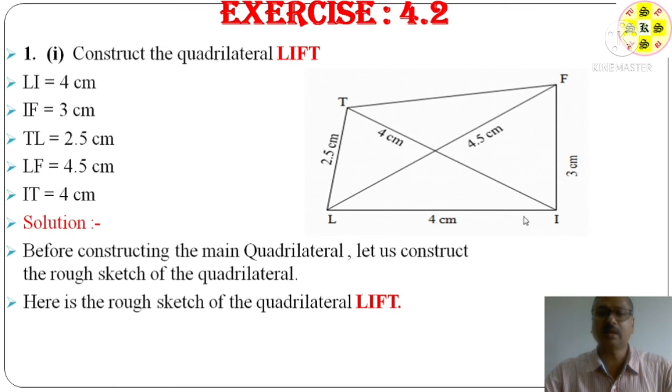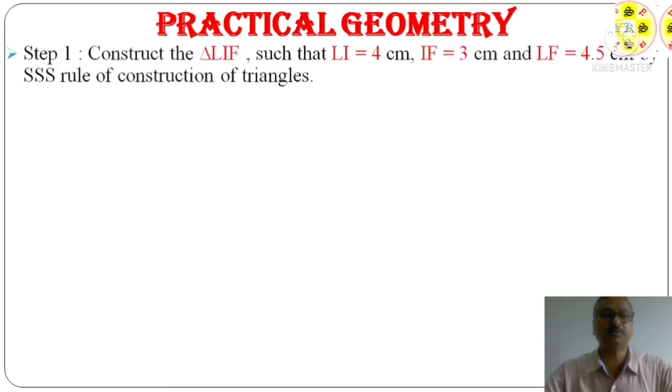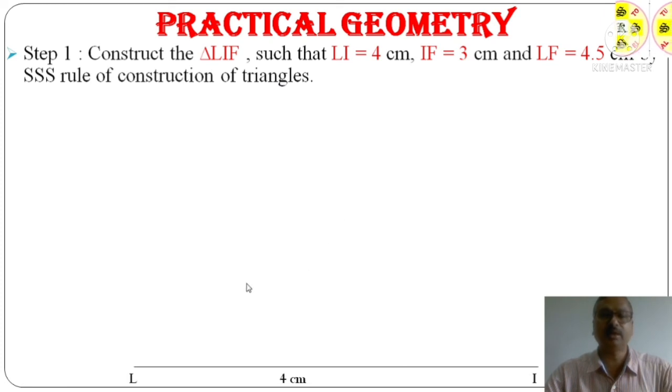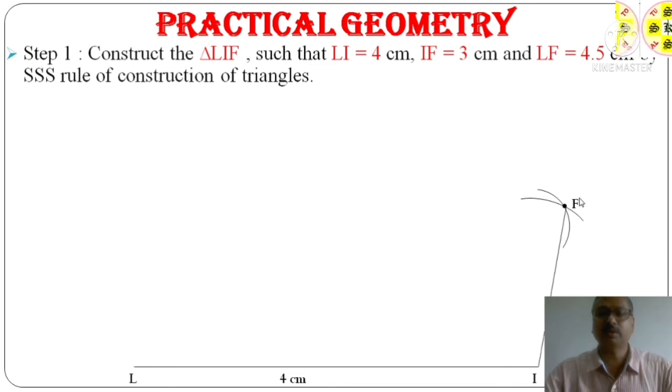So first we can complete both triangles, that is LIF and LIT. When we construct these triangles by SSS measurements, the positions of T and F are fixed, and simply we can join TF to get the required quadrilateral. So let us start. Construct the triangle LIF with these measurements. So let me show, this is LI equal to 4 centimeter, IF. To mark the point F, you have to mark this way, taking this 3 centimeter, mark a point. So this is 3 centimeter.